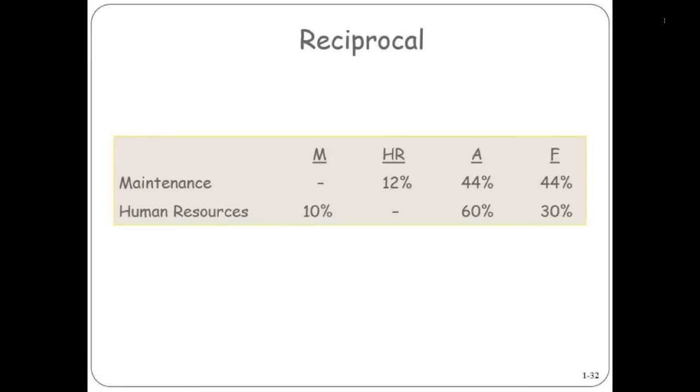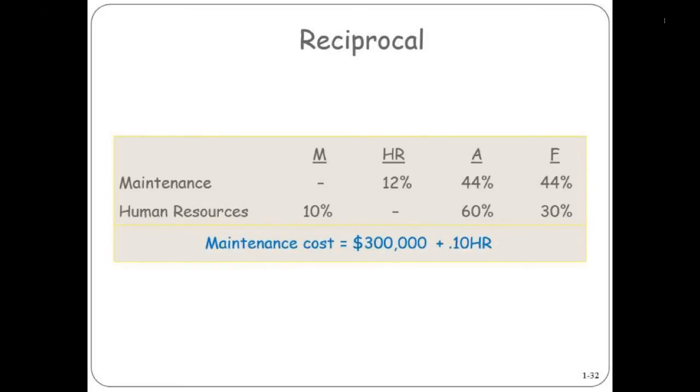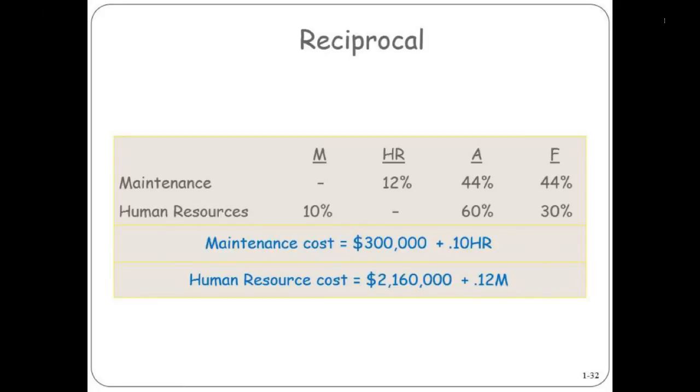So this is the full allocation percentages. Remember, this was 50-50. This was 2/3, 1/3 when we did it the direct method way. So now you have to create simultaneous equations. Are these terms that are coming back to you at all? First, you create an equation. What's the total maintenance cost? It's the $300,000, which was its own cost, plus it gets 10% of the HR cost. So that's one of your equations. Maintenance is equal to $300,000 plus 10% of HR. Your second equation is HR is its own cost, 2.16 million, plus 12% of maintenance.